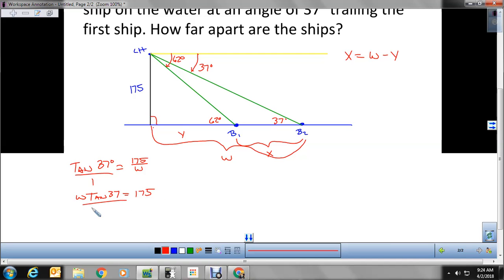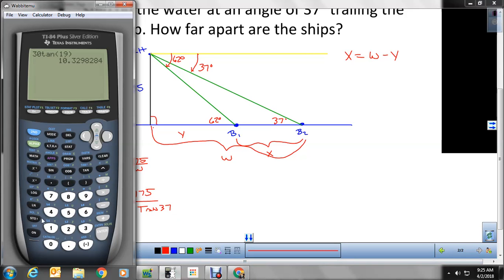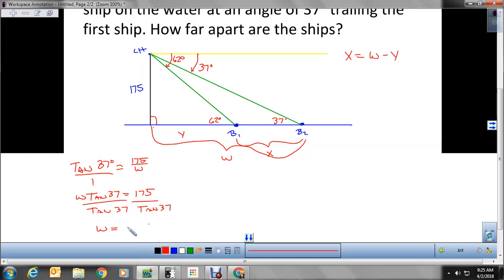Then we'll divide by the tangent of 37, and w will equal 175 divided by the tangent of 37. So if we pull this up here, we take 175 divided by tangent 37. That's going to give us 232.2. And because we are looking to see how far these are apart, we're going to go ahead and round to the nearest whole number. So 232 feet. So w is about 232 feet.